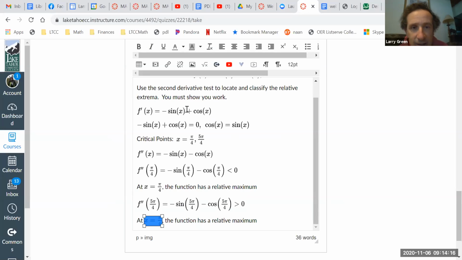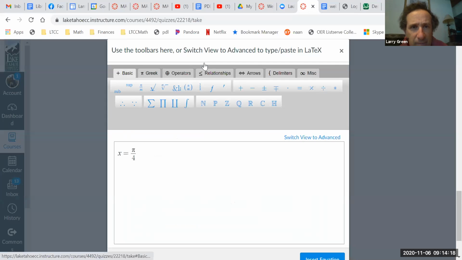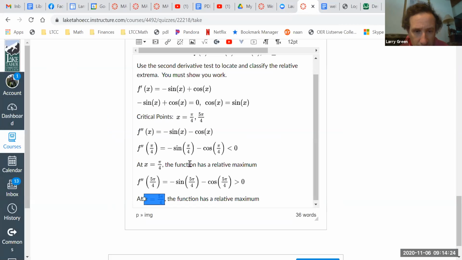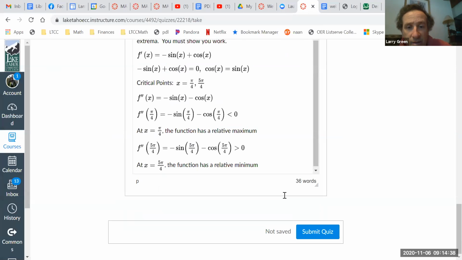So now at x equals 5 pi over 4, the function has a relative... Well, if it's positive, you have a minimum. Any questions on this quiz? And I want to emphasize I did not need a calculator. The idea is I try to make the numbers nice. Now, of course, you have to remember basic trig, but nothing too advanced, just pi over 4 and 5 pi over 4, and quadrant 1, quadrant 3.